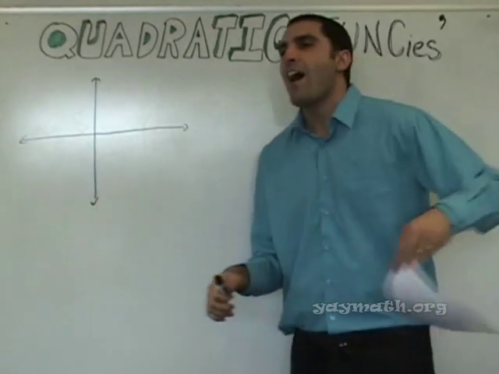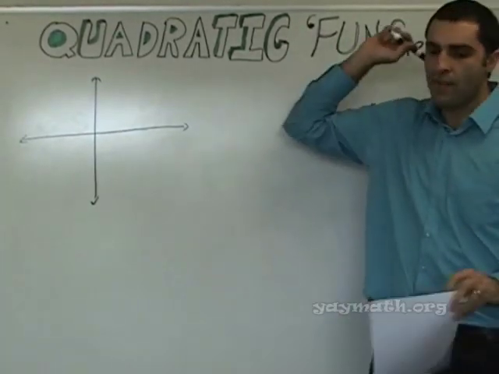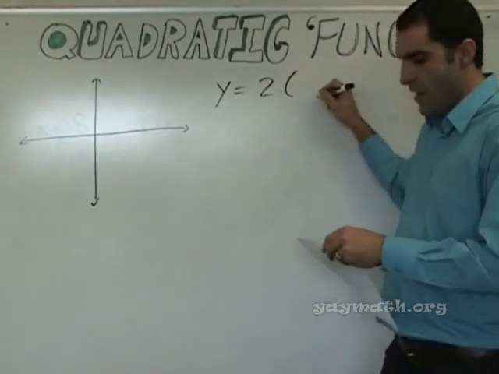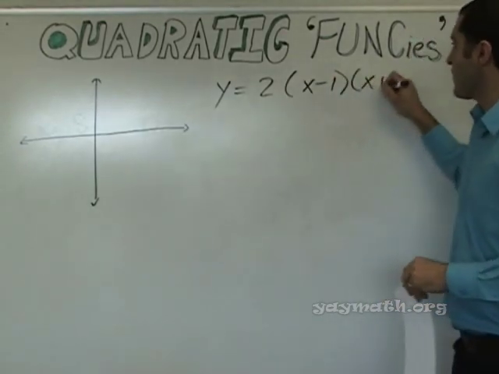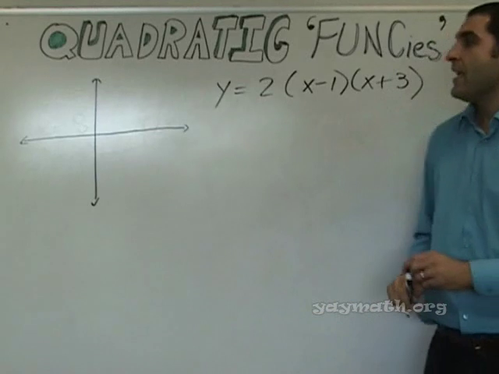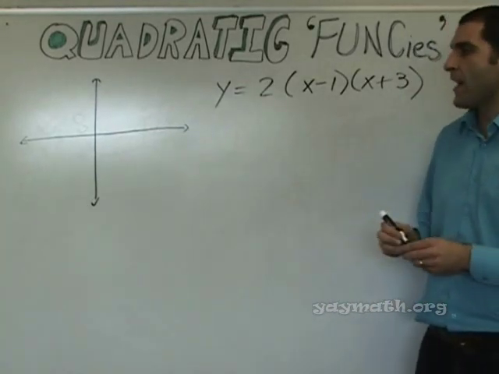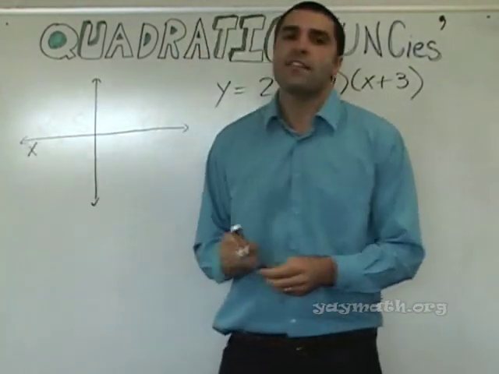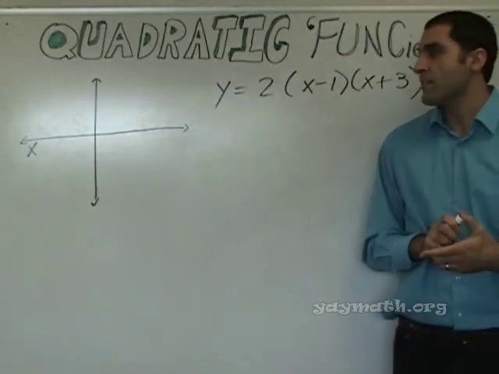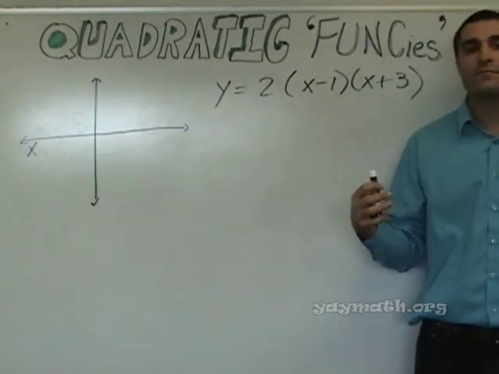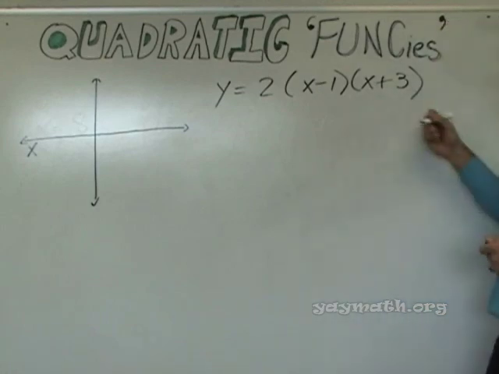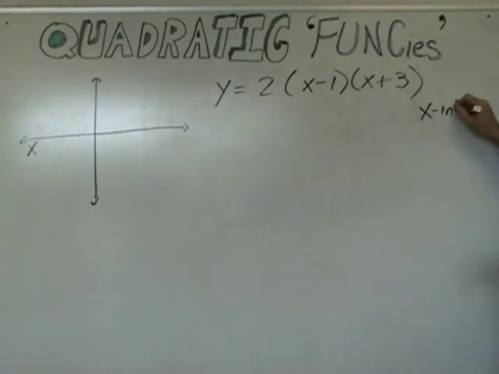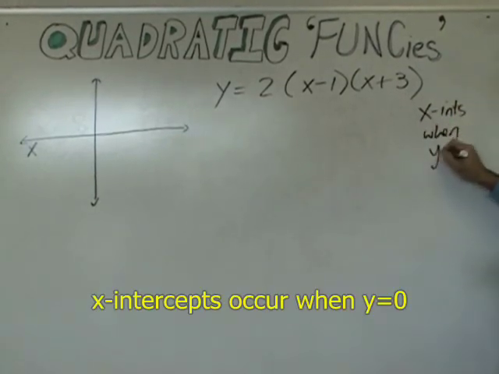On the top of your paper, we have examples of a quadratic function. Let's talk about it. You can see where it says y equals 2 times (x minus 1)(x plus 3). Now, if we were to graph this, it would have 2 x-intercepts, okay? The 2 x-intercepts are when what occurs? Y equals 0. When y equals 0, very good. So we can put that down. X-intercepts, when y equals 0.